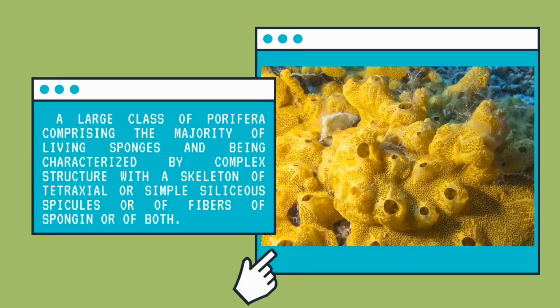Demospongiae. A large class of Porifera comprising the majority of living sponges and being characterized by a complex structure with a skeleton of tetraxial or simple siliceous spicules, or of fibers of spongin, or of both.